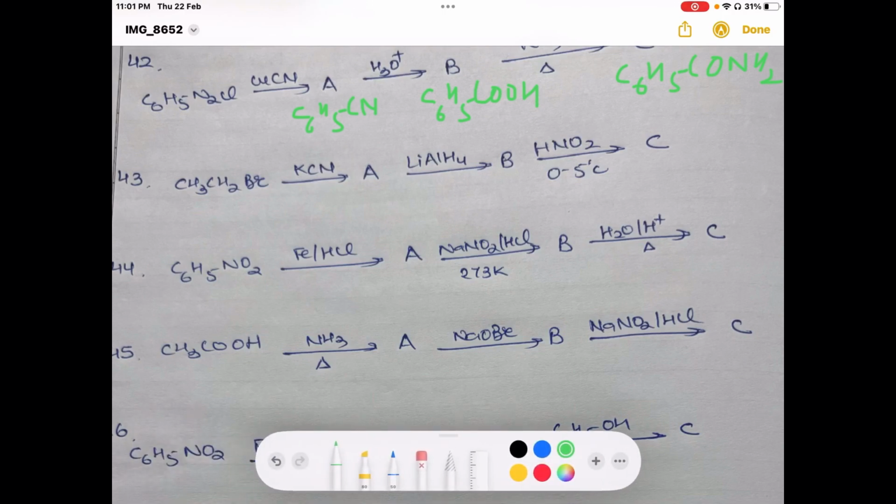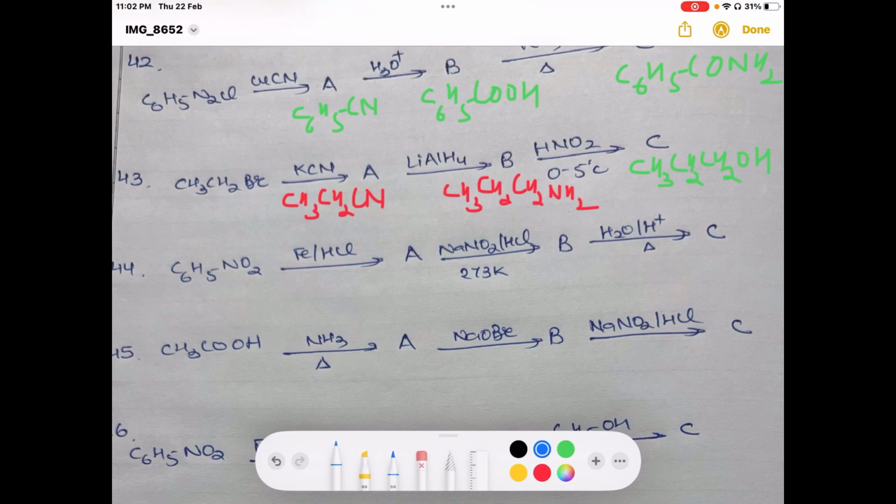Next reaction, CH3CH2Br with KCN. So Br is replaced by CN. With lithium aluminium hydride it changes to an amine, CH3CH2CH2NH2, and this on reaction with nitrous acid, as it is an aliphatic one, changes to an alcoholic part because aliphatic diazonium salts are unstable.